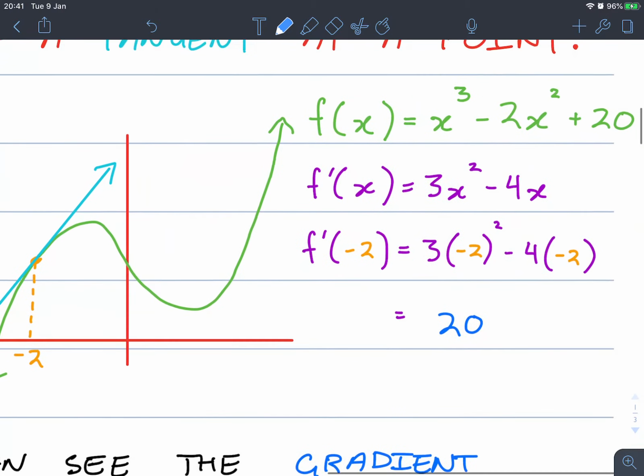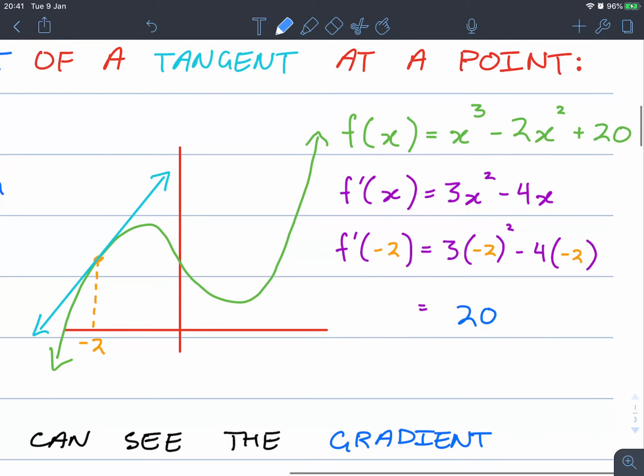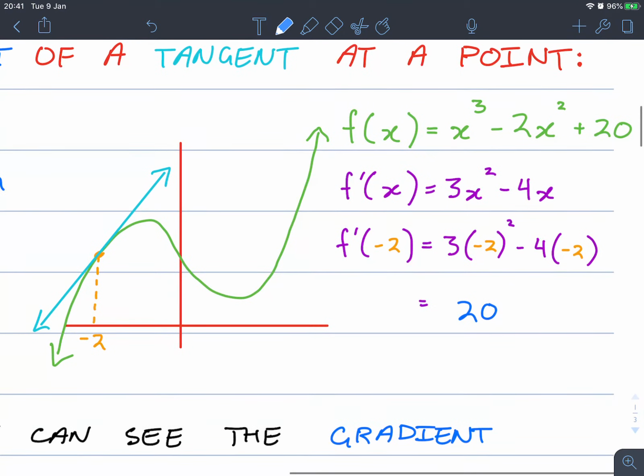A more numerical example here. If we have some function and we derive it, if we wanted the gradient of the tangent at this point, x equals -2, we merely substitute -2 into the derivative function, and the result that it gives us, so this 20, is actually the gradient of this line here.